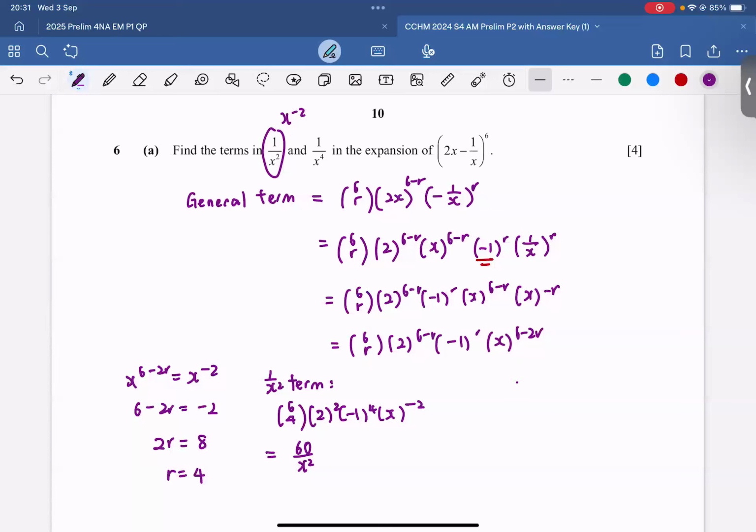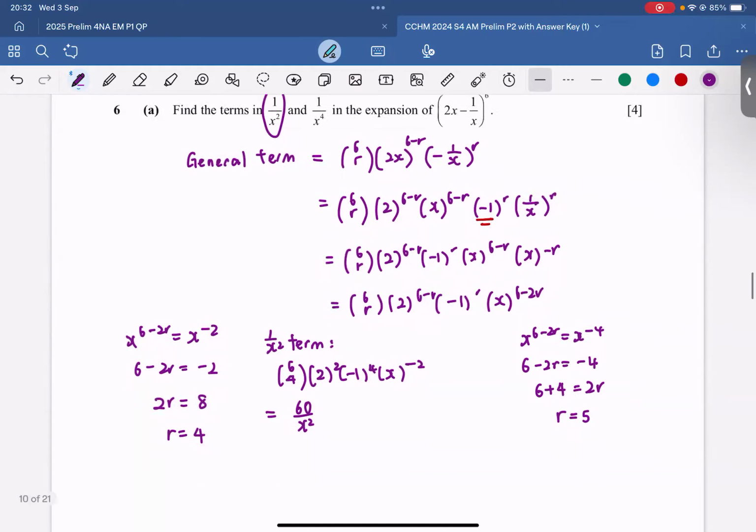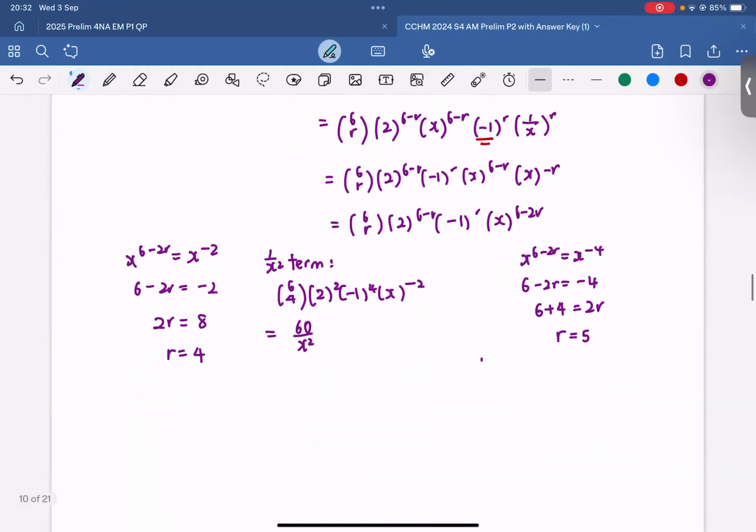Okay, to find the 1 over x to the 4 term, we just let this be equal to x to the power negative 4. So 2r equals 10, r is actually equal to 5. Okay, so the 1 over x to the 4 term, okay, this is just negative 12 over x to the 4.